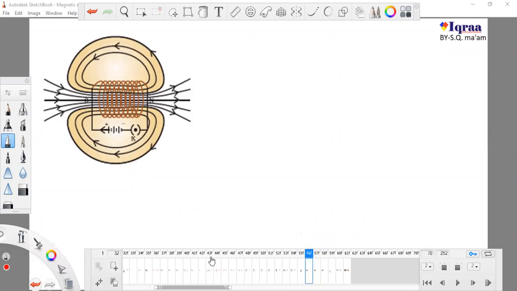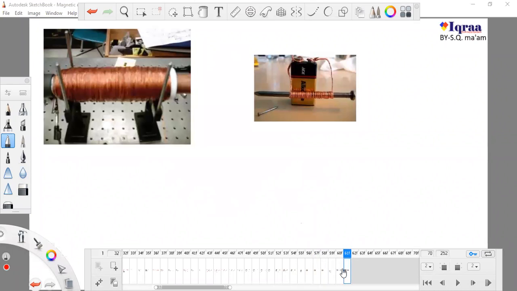Now I'm moving to another point. This is known as solenoid. I'm just giving you an idea of solenoid, and we will start the rest of the chapter tomorrow.